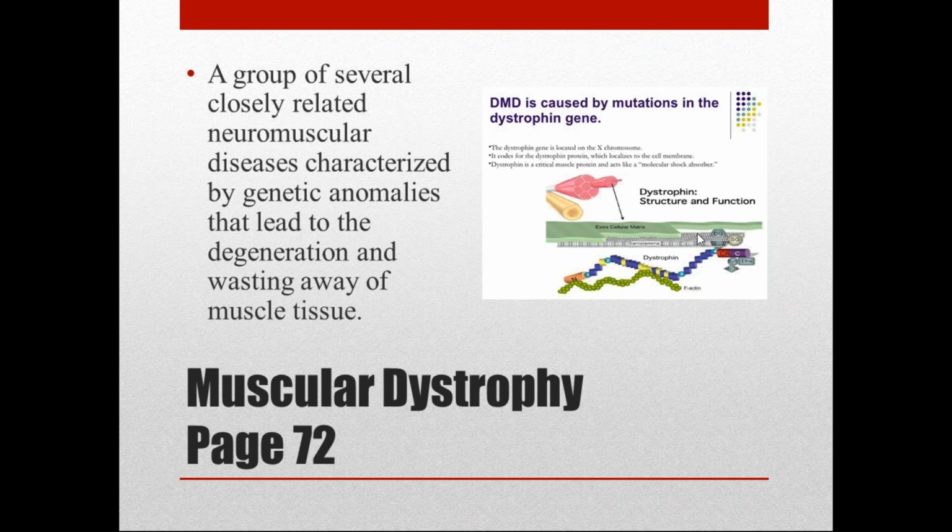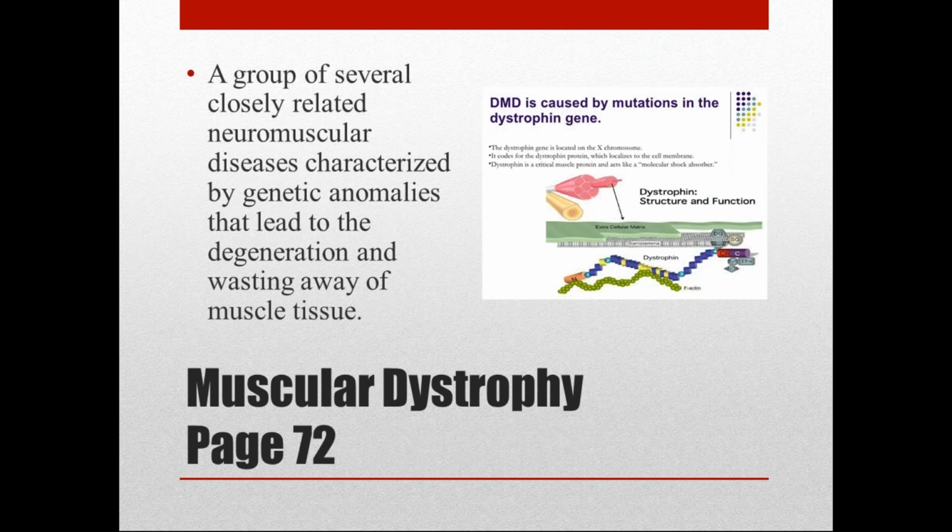To be able to actually cause movement of the musculoskeletal system, it has to be attached, and it's dystrophin that does that. Okay, so it's kind of important. I like how they say dystrophin is a critical muscle protein and acts like a molecular shock absorber. That's kind of a cool way to look at it.